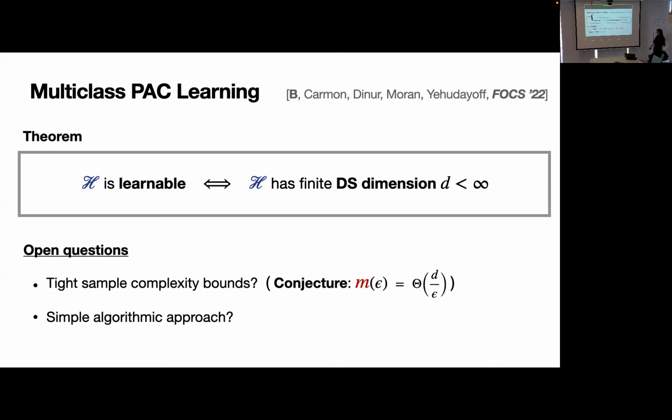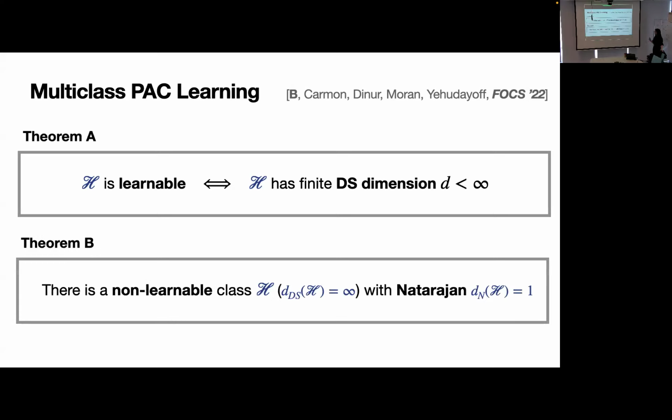I want to mention something related to Michal's question before. What about the Natarajan dimension? There was this conjecture about the Natarajan dimension. People thought about that for many years. So we proved that the DS dimension is the true one, but how is this related to Natarajan? Maybe they are equivalent, maybe they scale together. This was not clear to us when we were thinking about this problem.